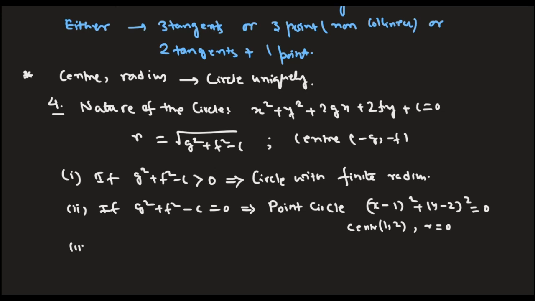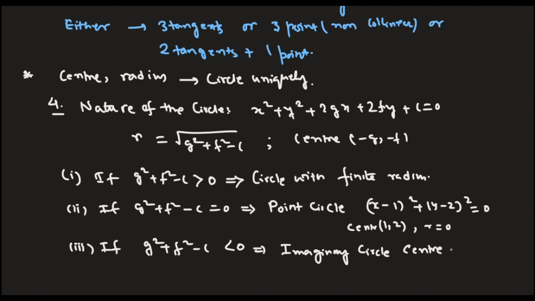Now case 3 will happen if the quantity under the root, g square plus f square minus c, that is the radius, is less than 0. Then we have no real circle, actually an imaginary circle. But notice one thing: here the center of the circle is real. We have an imaginary circle with center (minus g, minus f), but the radius is imaginary.